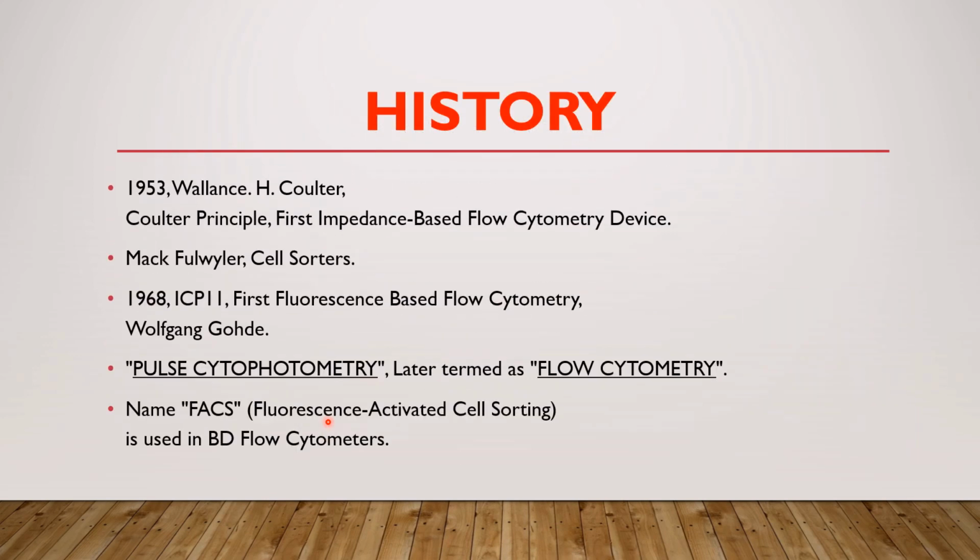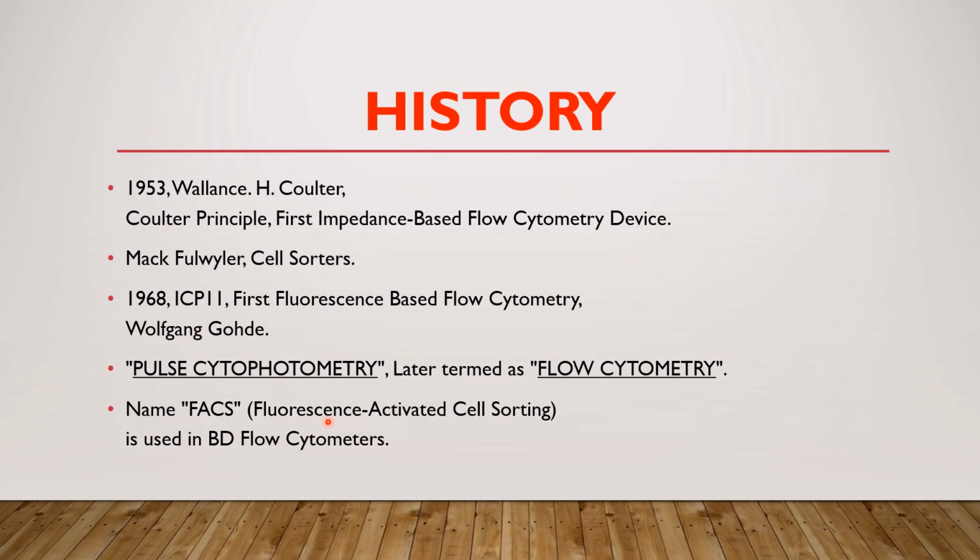I will just quickly brief you about the history of flow cytometry. In 1953, Wallace H. Coulter developed the first impedance-based flow cytometry device using the Coulter principle, and Mack Fulwyler is the inventor of today's cell sorters. And in 1968, Wolfgang Göhde developed the first fluorescence-based flow cytometer, the ICP-11, and the name FACS is owned by BD. FACS means fluorescence activated cell sorting, and before it was termed pulse cytophotometry, because the pulse is a voltage pulse, cells, light and measurement. Later they termed it flow cytometry. You will come to know why they termed it flow cytometry.